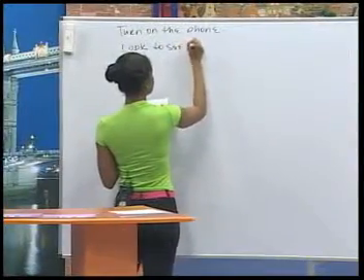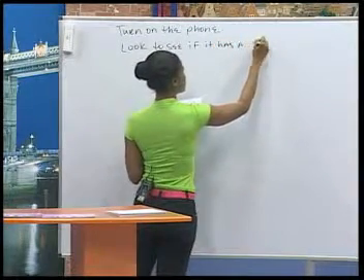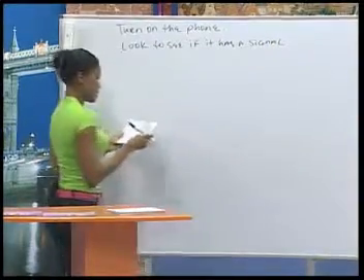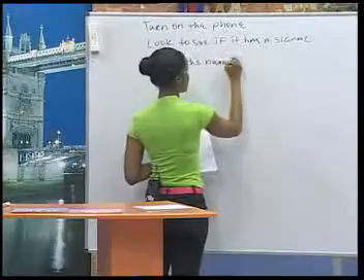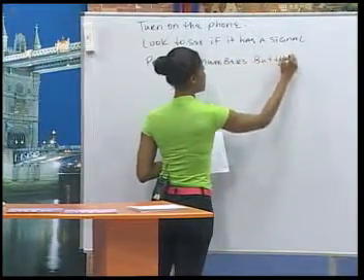Then look to see if it has a signal. That means you can make a call. Okay, look to see if it has a signal, meaning a network connection. Next, press the numbers buttons for the number you want to call. Okay, good. Press the numbers buttons. Good.